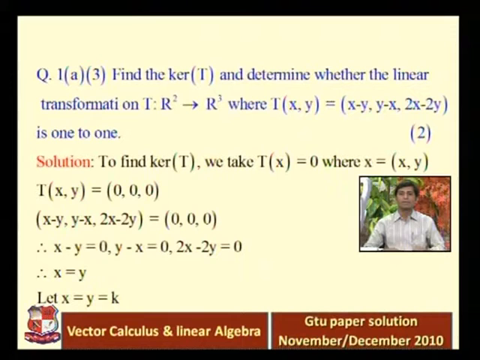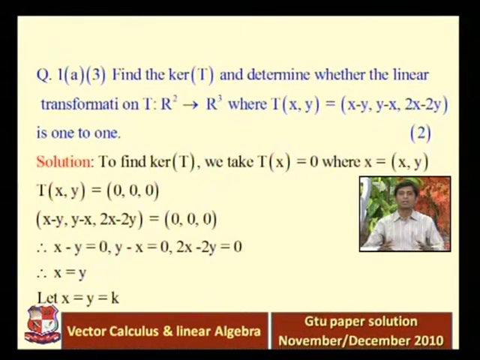Now you can compare all the coordinates, left hand side and right hand side. So you will get x minus y is 0, y minus x is 0 and 2x minus 2y is equal to 0. From all 3 equations you will get only one equation, that is x is equal to y, right? Now let's take x is equal to y is equal to k.